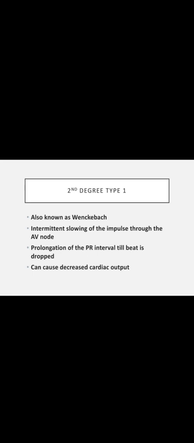Now, as a result of this, while you're looking at your strip, what you'll see is prolongation of the PR interval until, like I said, a beat drops. And the main concern with the second degree type 1 AV block is going to be the decreased cardiac output, especially if you have a patient with a second degree type 1 who is having a really slow heart rate.